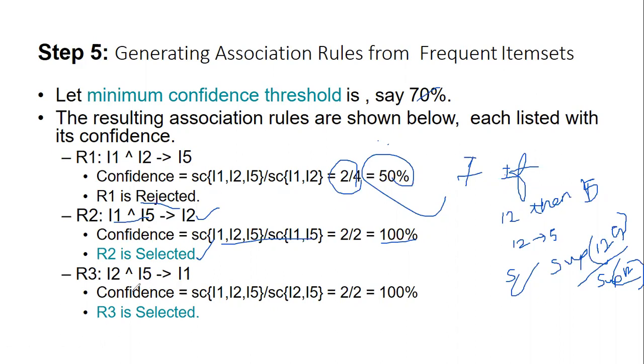So next we have I2, I5 to I1. Among the combinations of I1, I2, I5 only, we have to take. So I2, I5 tends to I1. We'll find the confidence and get 100%, so this rule is also considered. In the LHS we have taken 2 items. Now we'll reverse it. If the customer purchases I5, is there a chance that the customer also purchases I1, I2? Like that we'll see all possible rules.